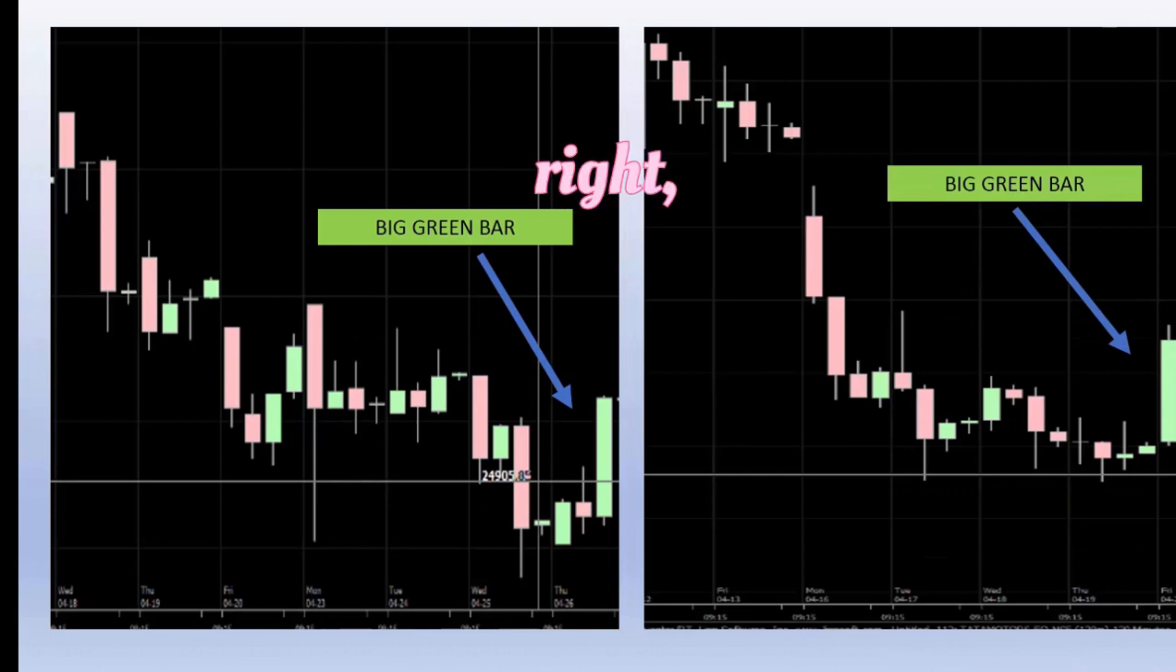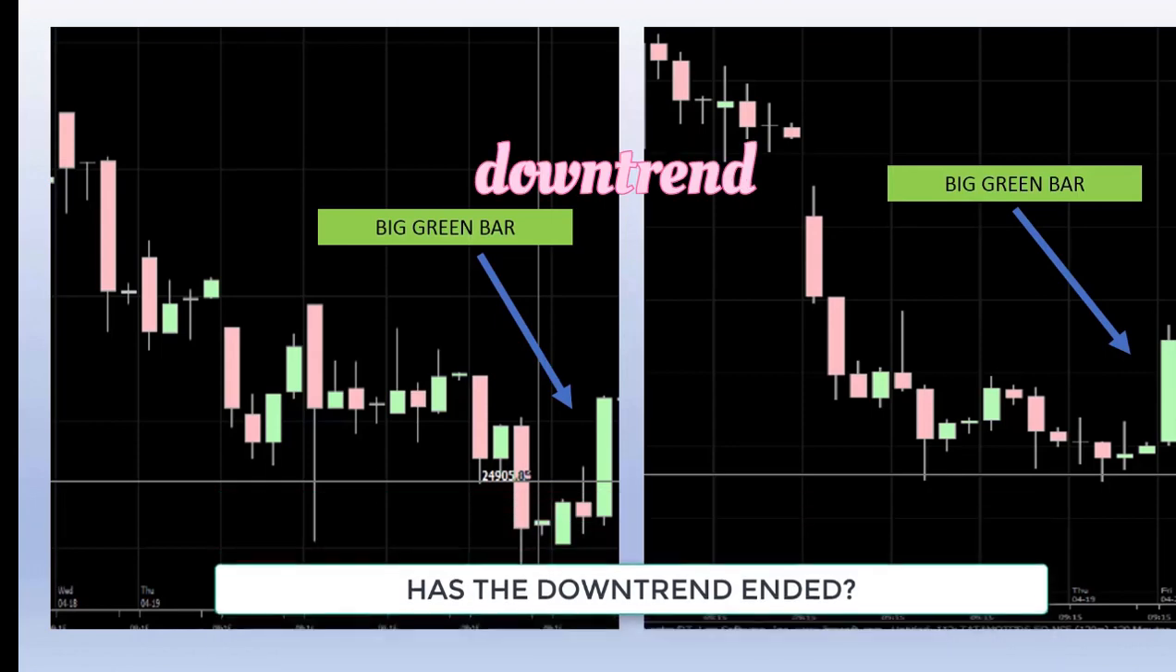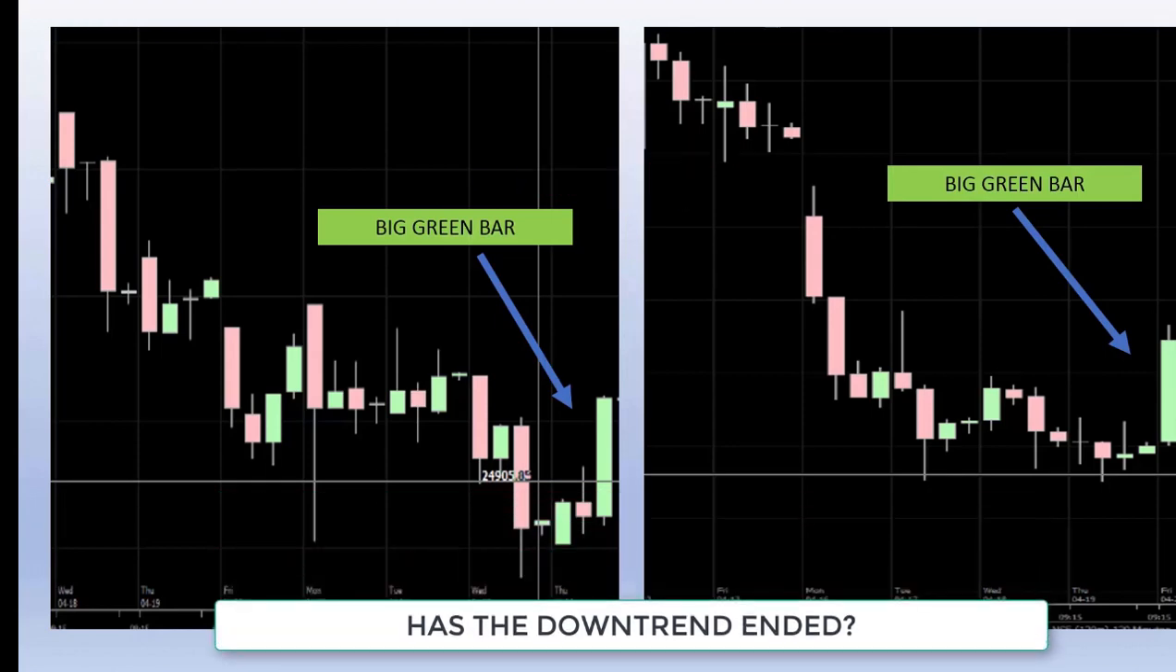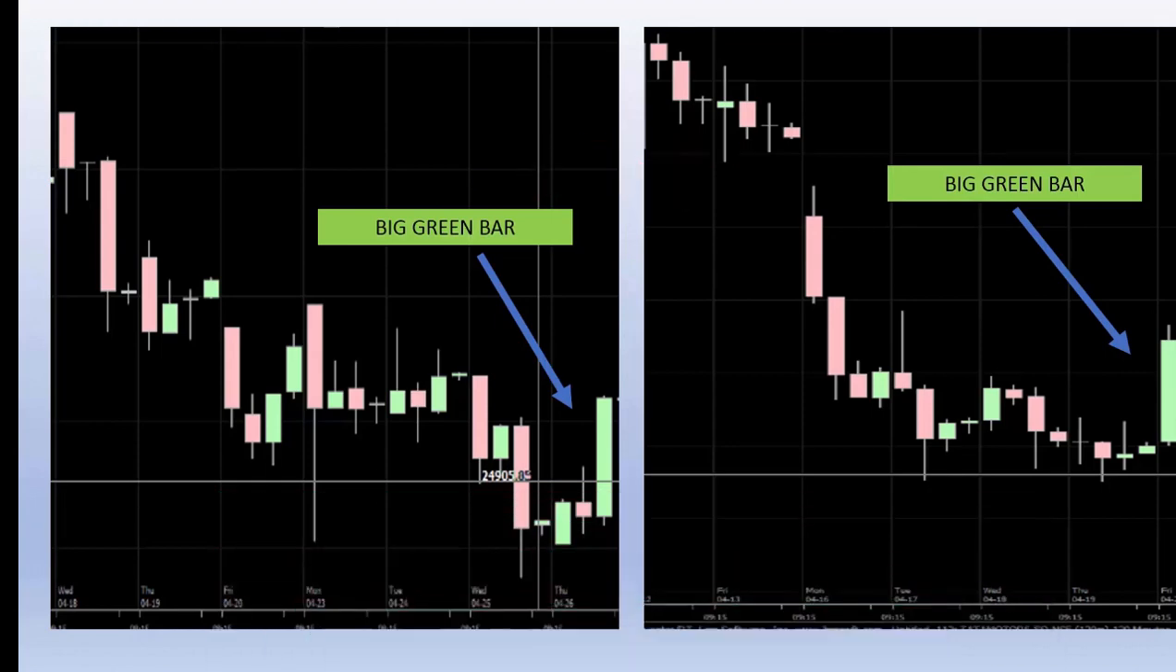At the extreme right, you have a big green bar popping up. Now, assuming the markets were here and they closed at this bar, looking at this green bar, what would your thoughts be? Would you be thinking that the downtrend has ended, a new up move is about to begin?